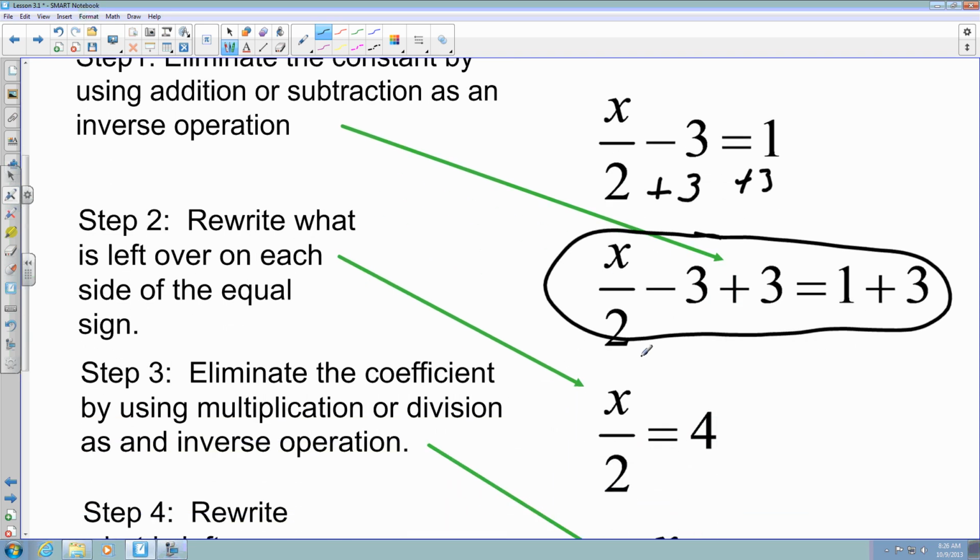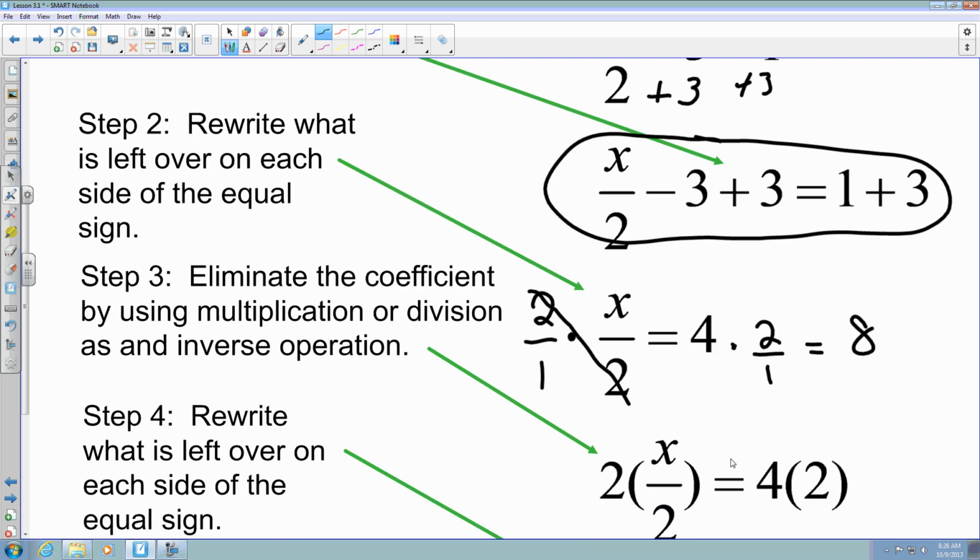When you rewrite it, what's left over is x over 2 equals 4. The next thing we have to do is eliminate the coefficient. The coefficient in this case happens to be 1/2, or divided by 2. So we're going to multiply by 2 over 1. And you have to do the same thing to the right-hand side because it balances out the equation. This cancels out, and this leaves us with a value of 8.